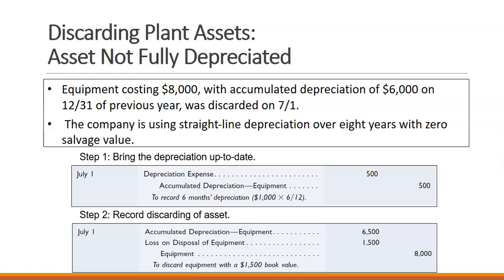The next thing that we do is we discard of the asset. So we have to remove our accumulated depreciation from the books and remove our equipment from the books. Then we're going to record a loss because we didn't receive any money for this. We're just discarding it. We have a loss on disposal of $1,500.